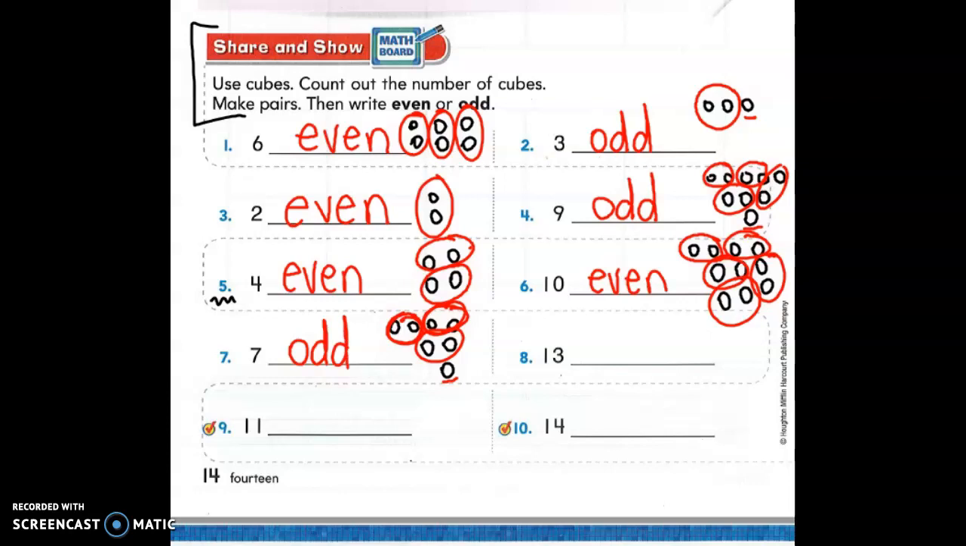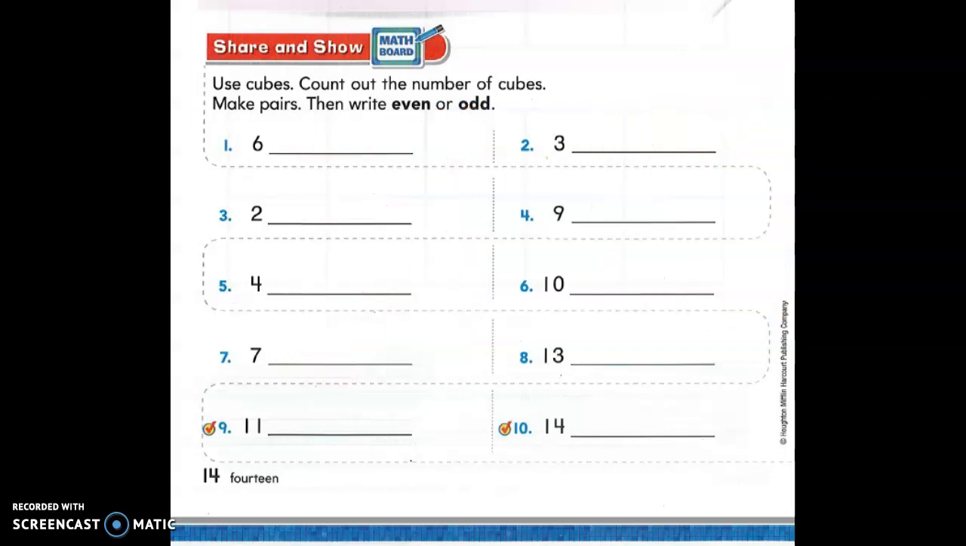All right, I want you to finish these 3 problems. I need you to draw a picture and buddy them up, make pairs, that's only 2, and see if any are left out or if there's no cubes left over. I want you to pause the video and finish those 3. All right, you should have done those 3, and now we are going to move on to the next page, page 20. I'm going to clear.